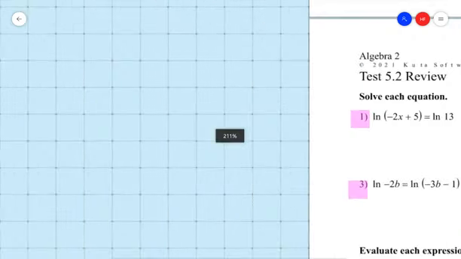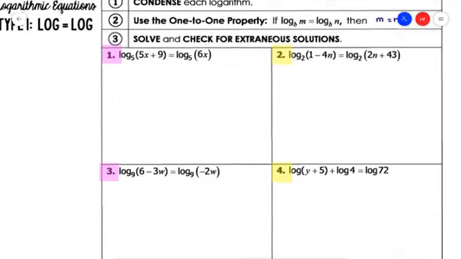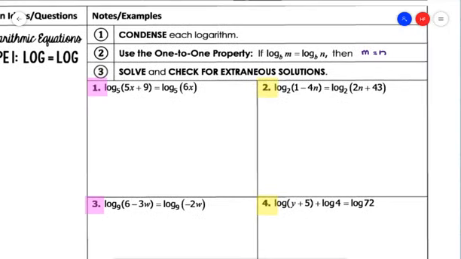So the first one we're going to do is number 1. On number 1, the first thing we want to do is condense if we can. I don't have anything to condense. Then we'll check that the bases match. They do. So we'll say 5x plus 9 would then have to equal 6x. So then I'm going to solve for x, and I get 9 equals x.